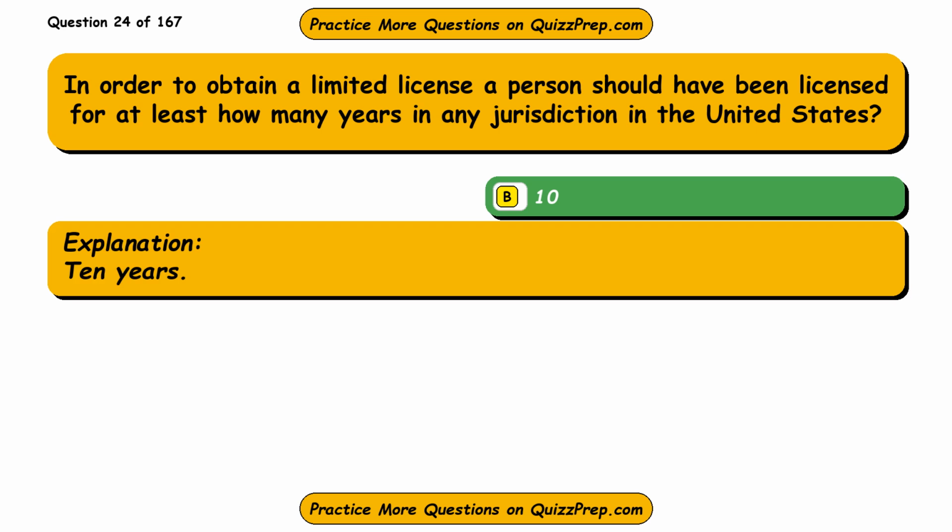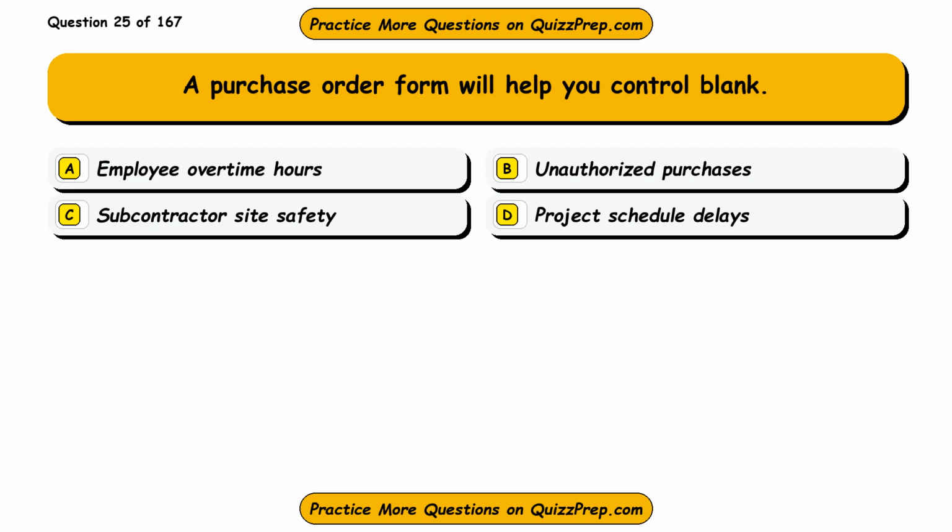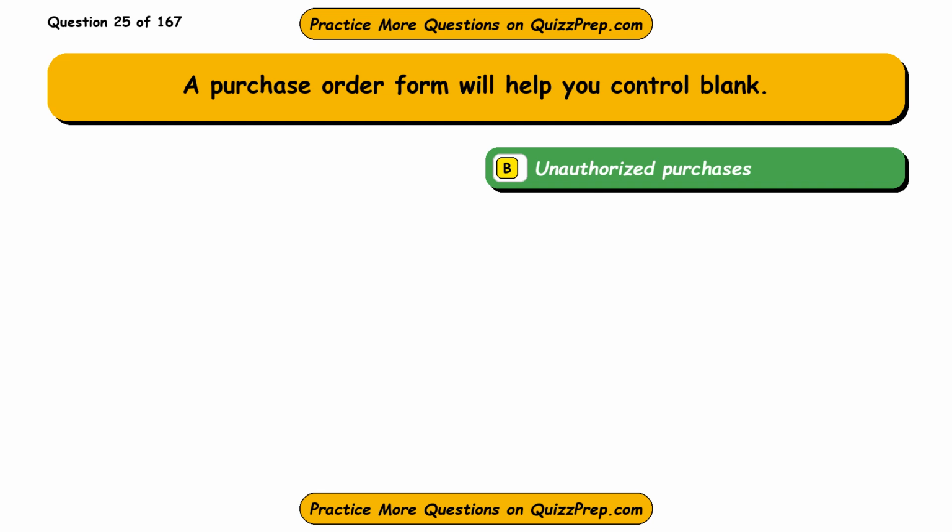10 years. Question 25. A purchase order form will help you control blank. Option A, employee overtime hours. Option B, unauthorized purchases. Option C, subcontractor site safety. Option D, project schedule delays. The correct answer is option B, unauthorized purchases.